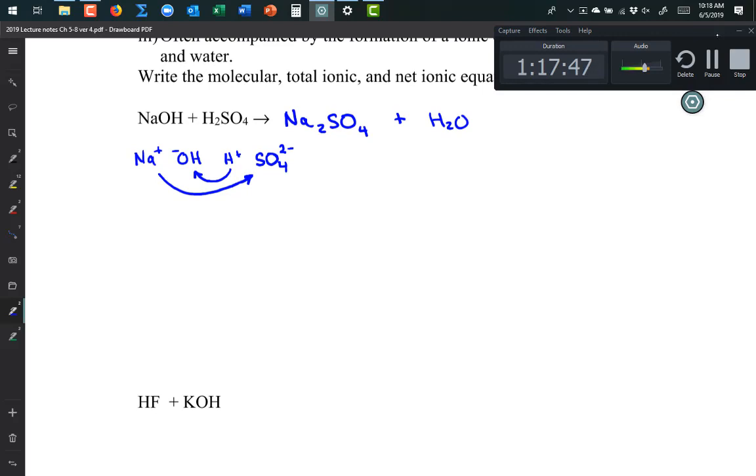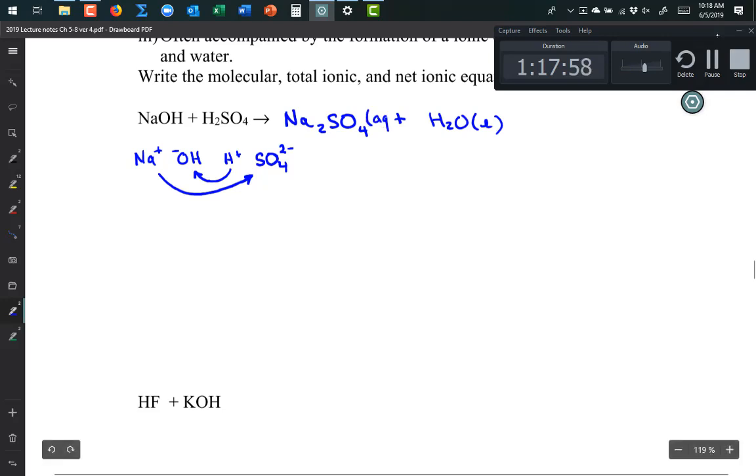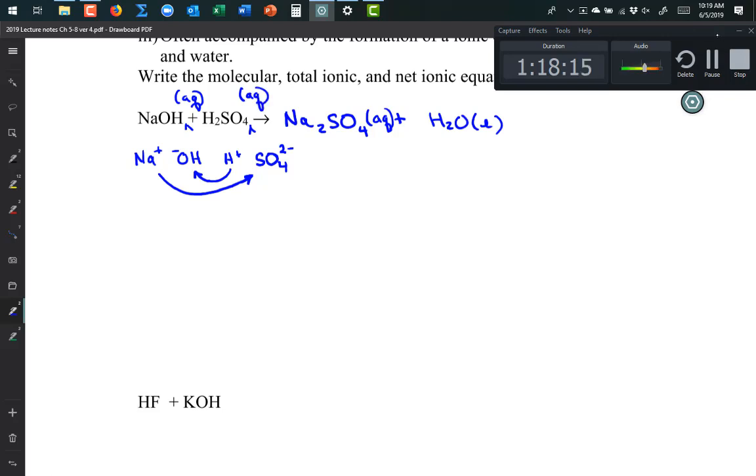So the state for H2O is going to be a liquid. And the state for Na2SO4 will be aqueous, the sodium. NaOH is also aqueous. And sulfuric acid is also aqueous. Now, I used solubility rules for sodium hydroxide and sodium sulfate. Acids in this class are always soluble. Okay, so write that little note. Acids are always soluble.